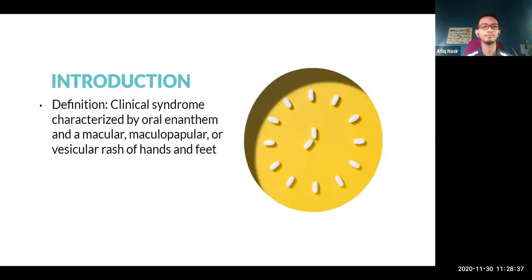So let's begin. Okay, hand, foot, mouth disease is defined as a clinical syndrome characterized by the oral enanthem, which is also known as oral ulcerations, and the macular, maculopapular or vesicular rash of the hands and feet, as the name suggests.